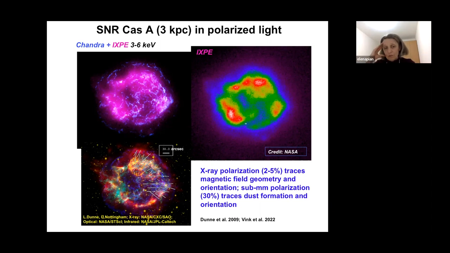The same source in X-rays is shown on top. That's the Chandra total light image of CTAC, in blue. The purple one, which you see also as an intensity map on the right, is the X-ray polarized image of CTAC as measured by XPoSat. That shows some very irregular, non-uniform pattern. They are interpreted as being related to the shock compression and magnetic field compression along the rim of the supernova remnant, a very complex pattern, very interesting. And the polarization is also quite high. It's between 2 and 5% in X-rays and up to 30% in radio, in submillimetric.